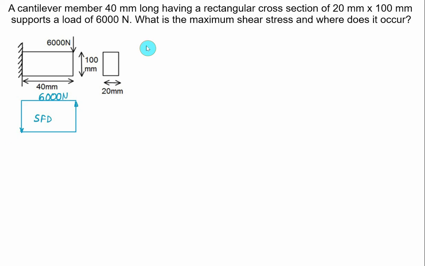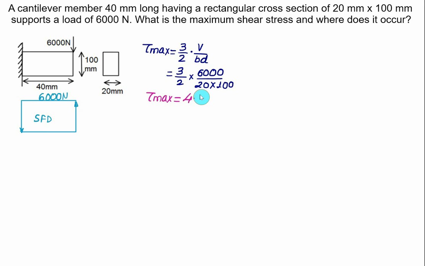And we are interested to know the maximum shear. Maximum shear always occurs at the neutral axis, and this value is equal to 3 by 2 of the average shear stress. Average shear stress is the same as V divided by BD. Here shear force is constant equal to 6000. So we have 3 by 2, shear force equal to 6000. Cross sectional area is B times D, equal to 20 by 100. Solve this, you will get a maximum shear equal to 4.5 megapascal. So magnitude wise the shear stress is a very small value.